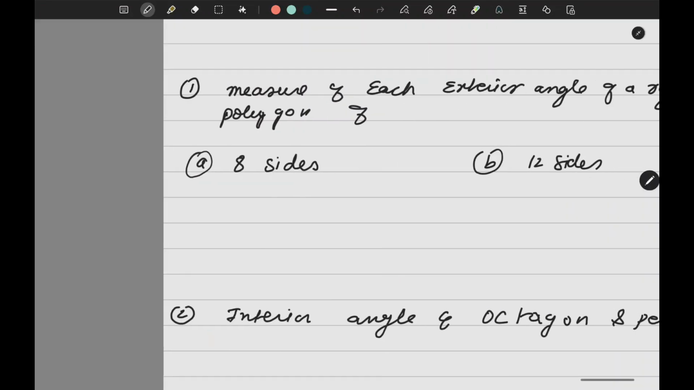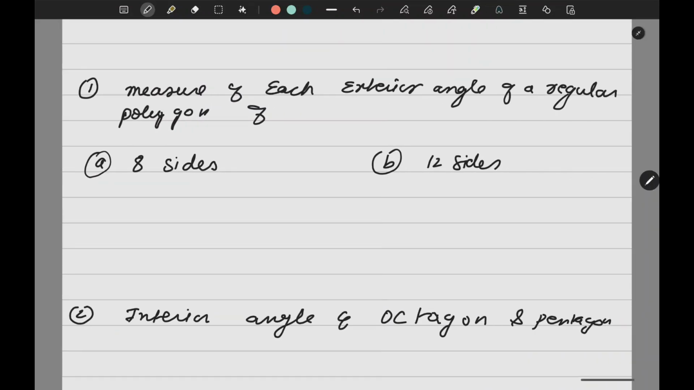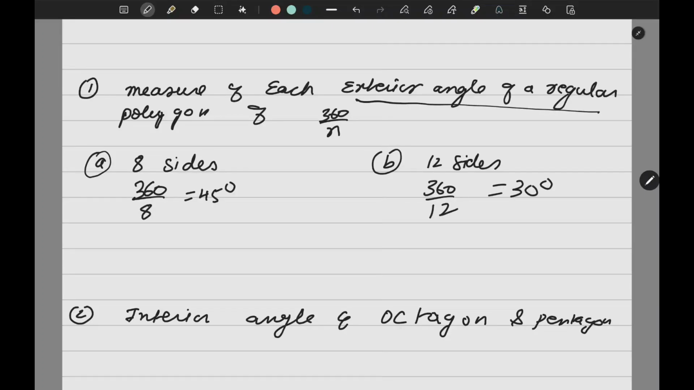Okay, so now let's come to the next one. Now I reach the exterior angle of a regular polygon. I know that the exterior angle of a regular polygon is 360 upon n. So if it has 8 sides, it means 360 upon 8. If I solve this, how much will I get? It will be 45 degrees. Now if I have 12 sides, it is 360 upon 12, which is equal to 30 degrees.